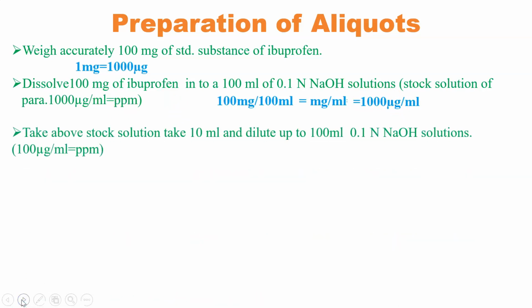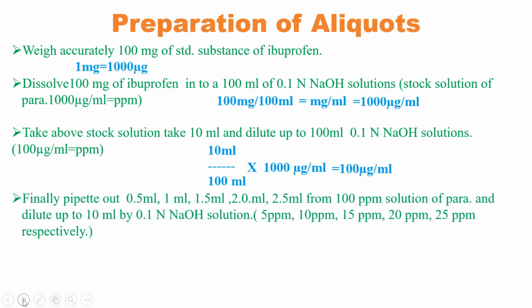After that, from the above solution take 10 ml and dilute up to 100 ml with 0.1 normal NaOH solution, and we will get 100 ppm concentration. So 10 ml we have taken from stock 1 and dissolved in 100 ml, and the concentration we utilized was 1000. So now it becomes 100 microgram per ml or 100 ppm.